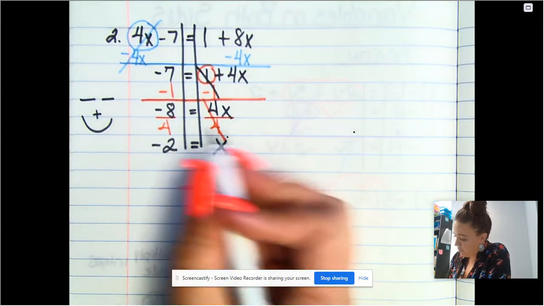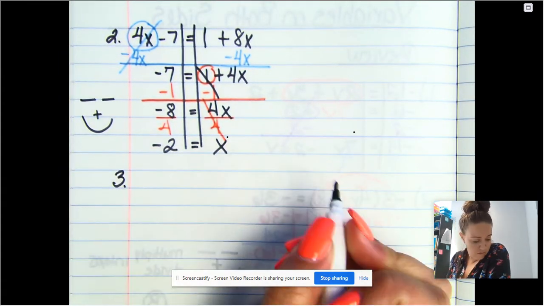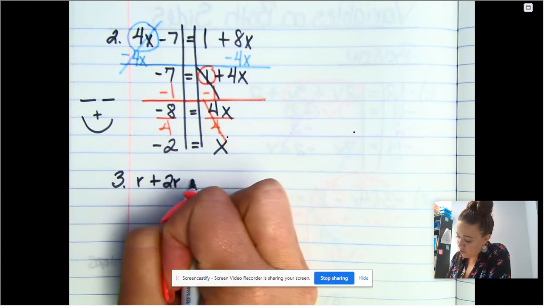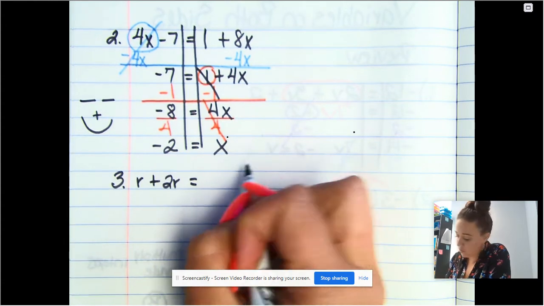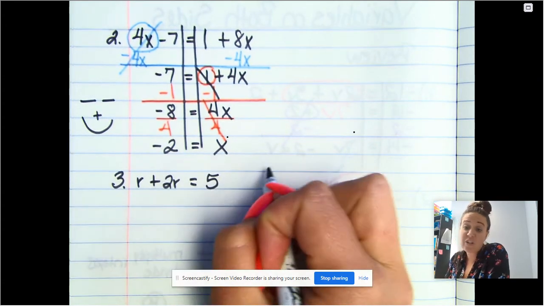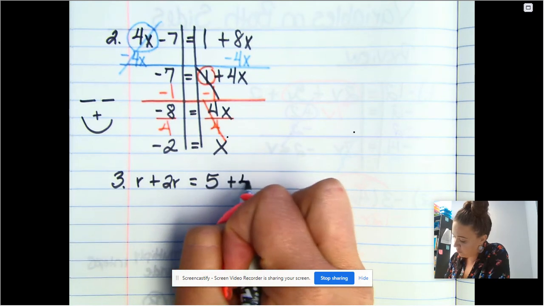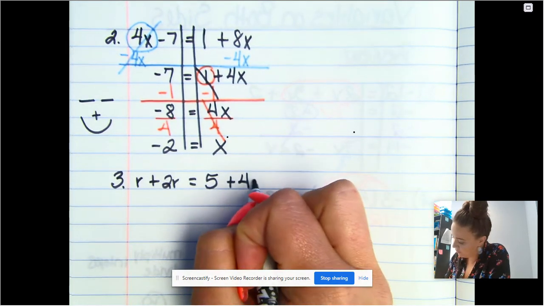Okay, now I have number 3, which is r plus 2r. And so you know, I'm throwing in different variables because as we get to, especially in Math 1, with your inverse operations. We always do inverse operations whenever we solve equations.